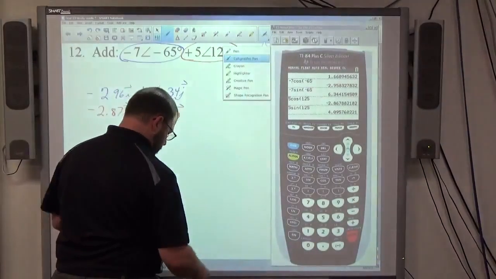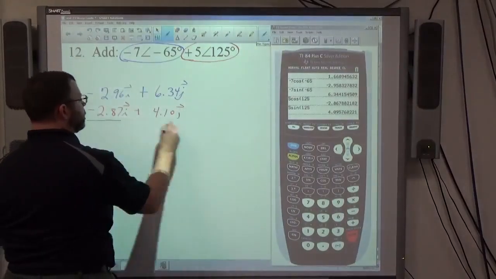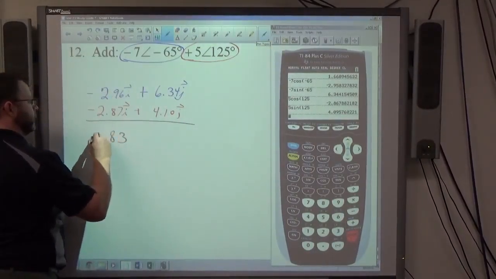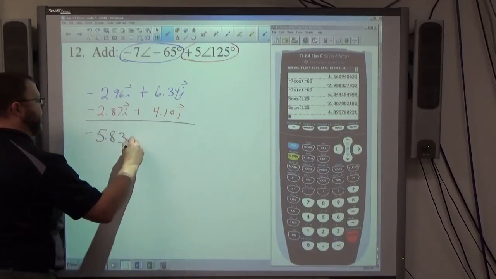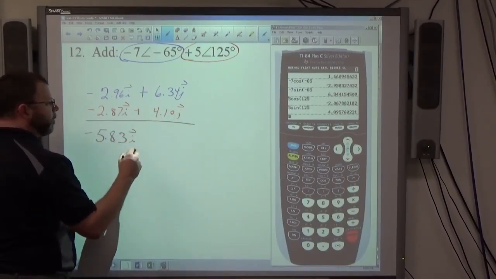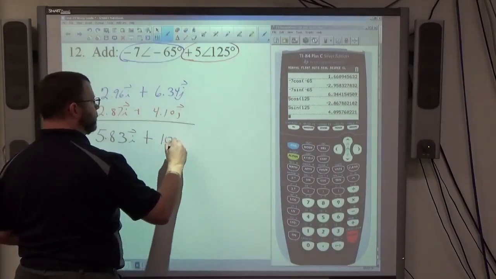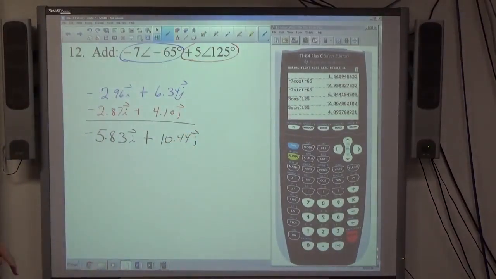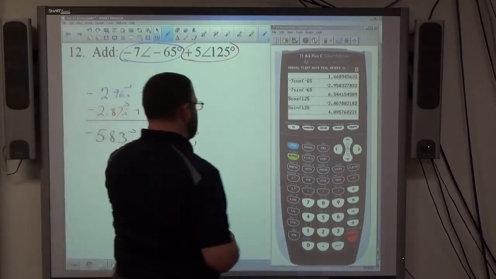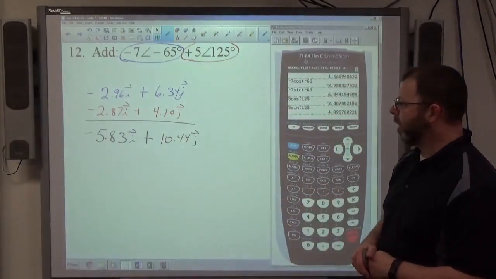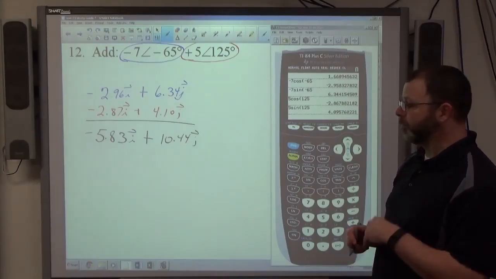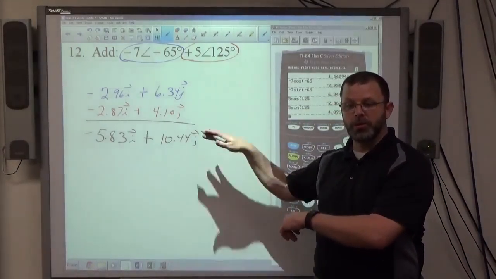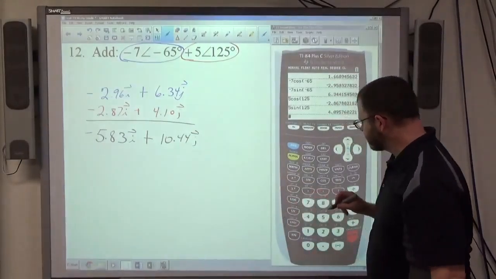So now if I just add the two vectors together, these are both negative, so I add, I get -5.83i. These are both positive, so I add. So there's my answer in rectangular form. That gets you half credit on the test. To get full credit, we have to go ahead and change back from rectangular to polar form. Make sure the rectangular answer is on your paper, so if your polar answer is wrong, you'll still get the half credit for having this correct.